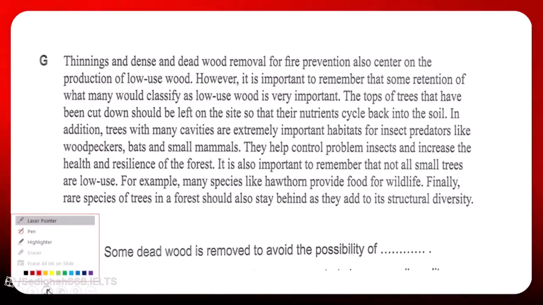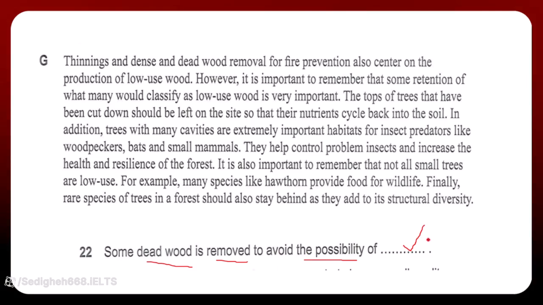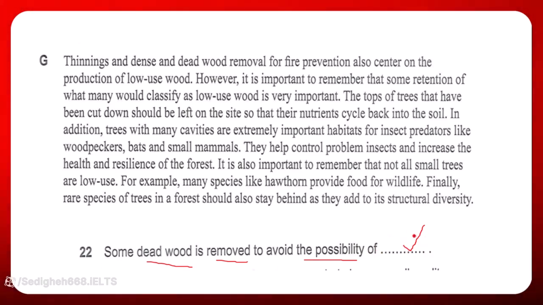First, we start reading the questions, and then we highlight the keywords, and then we read the paragraphs. It says, some dead wood is removed to avoid the possibility of, so we should look for dead wood and to remove, to avoid the possibility of what things. Here we have to put a noun because we have 'of', and after 'of' we can usually use a noun. So we start reading the paragraph from the beginning.